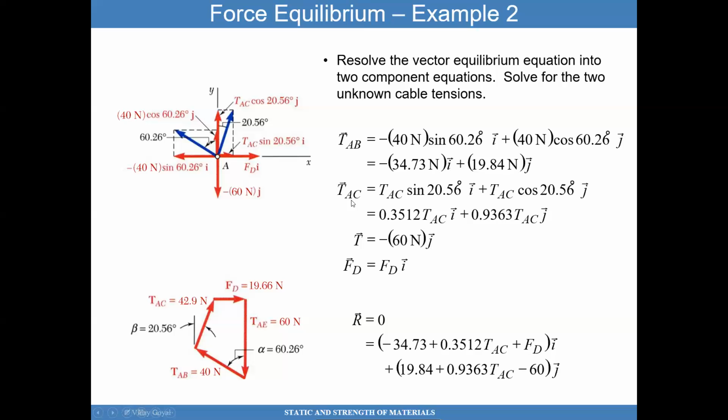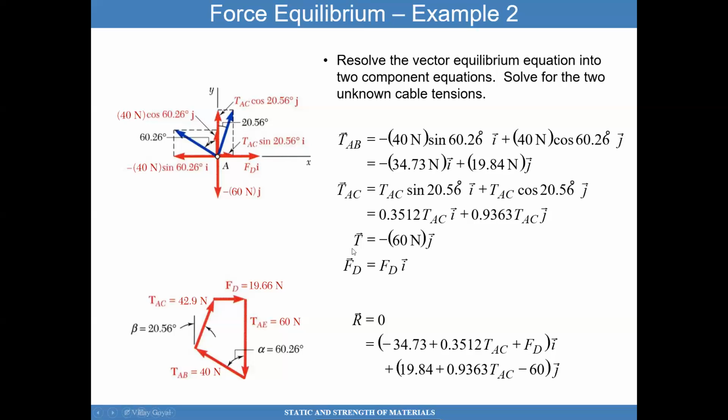I can now look at TAC. TAC can be projected onto the x-axis and the y-axis. So TAC times the sine of 20.56 i hat projects it onto the x-axis, plus TAC times the cosine of this angle gives you the projection of that onto the y-axis.